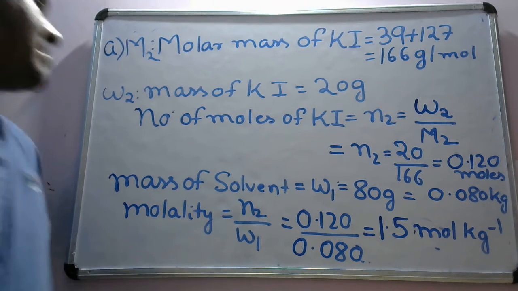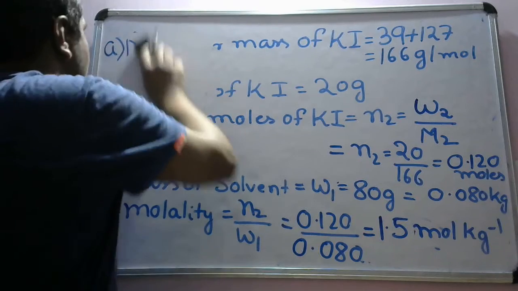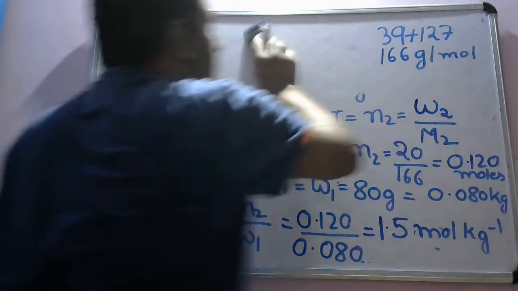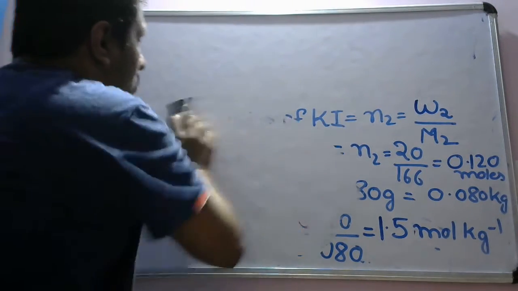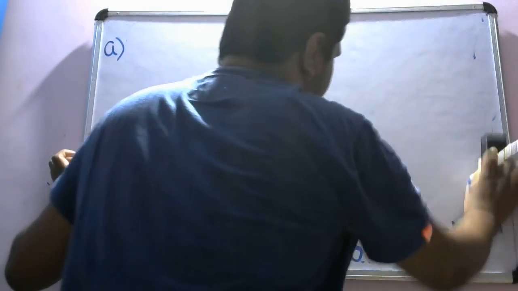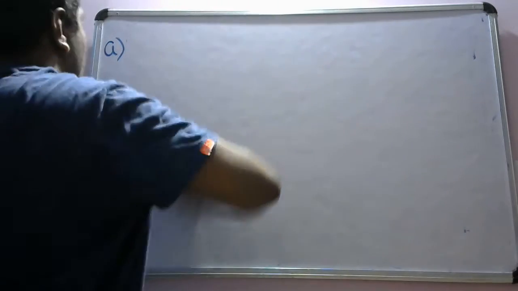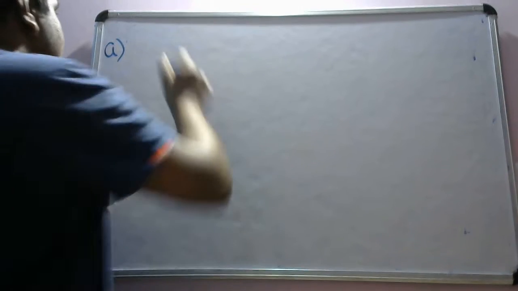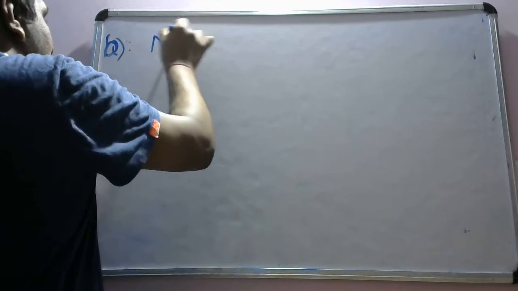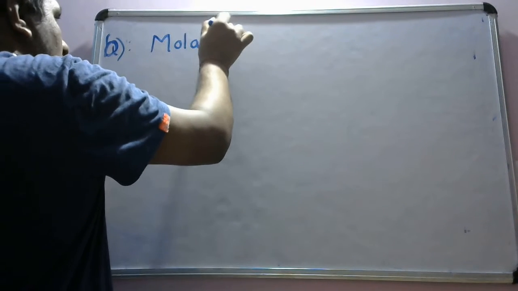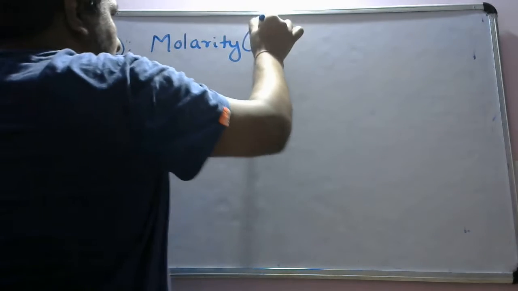Okay, now let us calculate molarity, capital M. How to calculate molarity? Let us see that. Molarity, option number B. We have to calculate molarity.